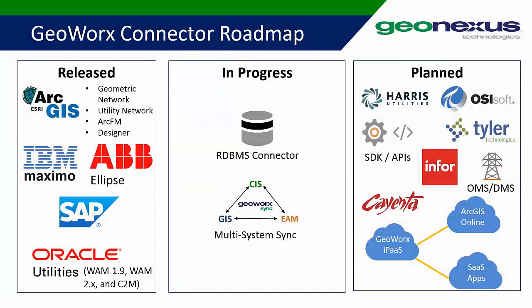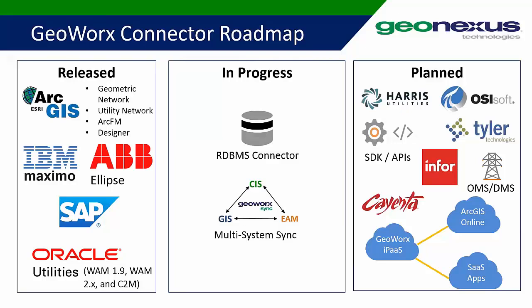Thank you, Lindsay. So now I'm going to run you guys through what we have released today here at Geo Nexus Technologies, what's in progress, what's currently being built, and what we have planned in the pipeline for the future. So as of today, like I mentioned, we're business partners with all Tier 1 vendors. Currently we support Esri's ArcGIS geometric network and the utility network. We also support Schneider's ArcFM and their designer tool. We support IBM's Maximo, ABB's Ellipse, SAP's Enterprise Asset Management system, and Oracle's Utilities Work and Asset Management 1.9, 2.0, and their C2M suite of products.